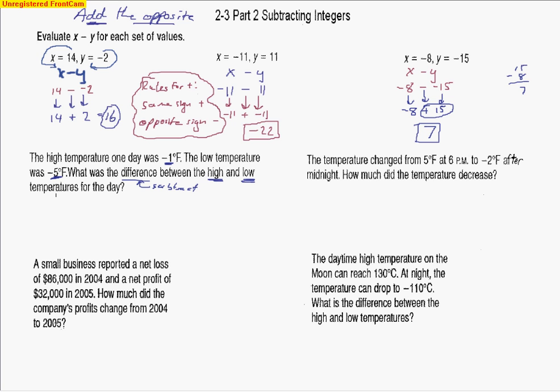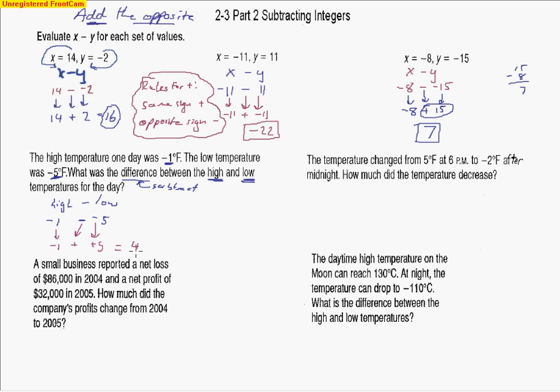So let's put the high first, and we're going to subtract the low from the high. So the high temperature was negative 1 degrees. Now minus, bring that down, and the low temperature was negative 5 degrees. So now we're ready to change it to an addition problem. So we'll bring down that negative 1, subtraction to addition, the next number's sign to its opposite. And so now what do we do? Well, we go up here to our addition rules, opposite signs we subtract. So we subtract, we get 4.